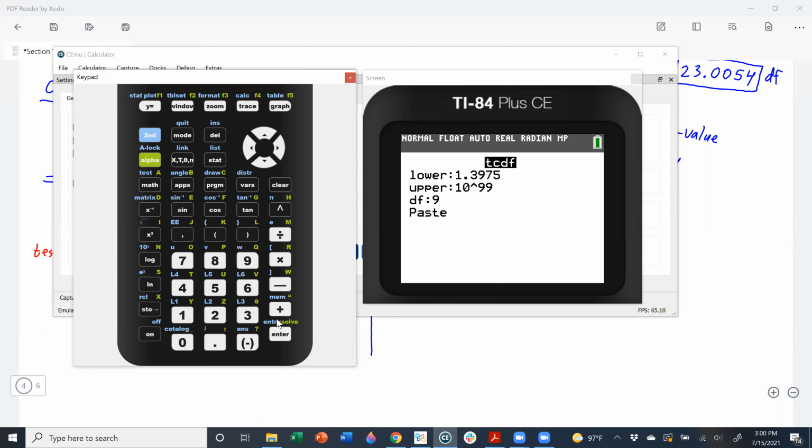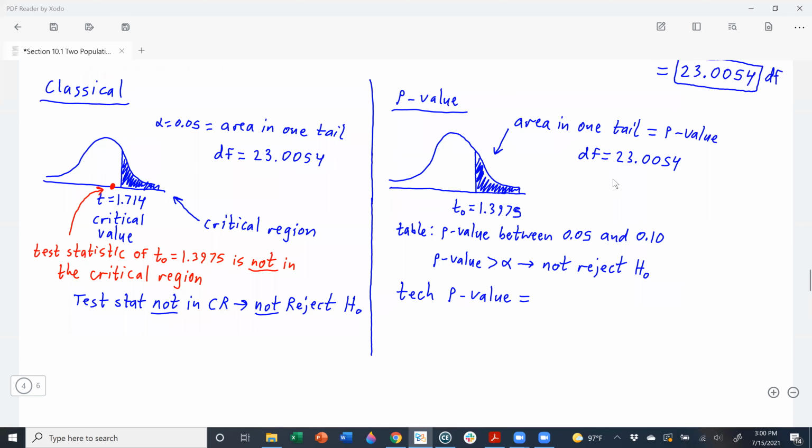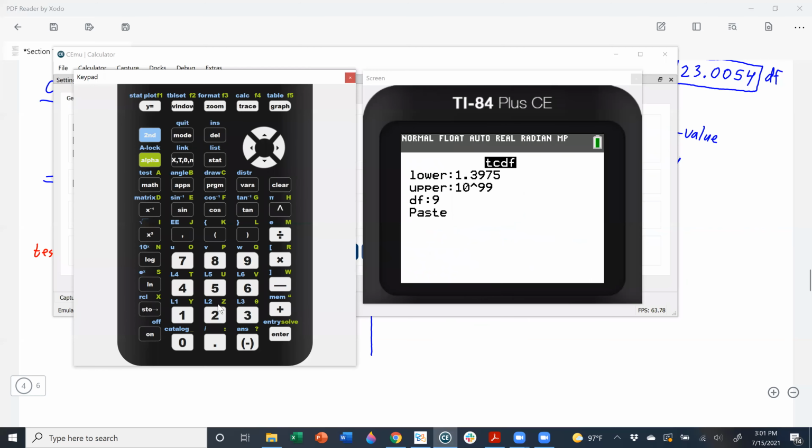1.3975. Okay, for the upper, I just want it to be infinity, so you can put that as 10 to the 99. For the degrees of freedom, we had the 23, and we can actually get more precise with our calculator, so I can actually type in 23.0054. I don't think it'll make much of a difference, but 23.0054. Okay, and let's paste that onto our screen and press enter. And so here is the more precise p-value that we would use to enter into like our homework problems.